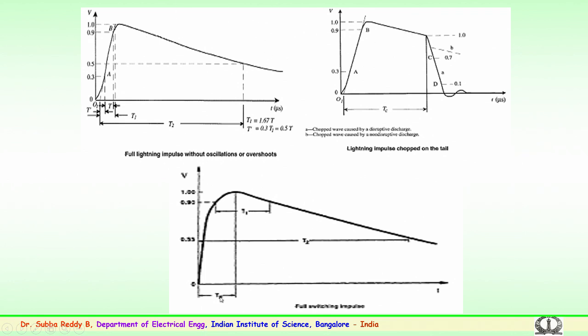The third is the switching impulse over voltage, or switching surge as we call it. Here, as I mentioned earlier, the time to front will be 250 microseconds and the time to tail, to 50% of the magnitude, will be 2500 microseconds. The switching surges are likely to happen because of the closing and opening of circuit breakers in the transmission network. Here the front time will be 1.2 microseconds and tail time will be 50 microseconds for lightning surges. For switching it is 250 by 2500 microseconds.